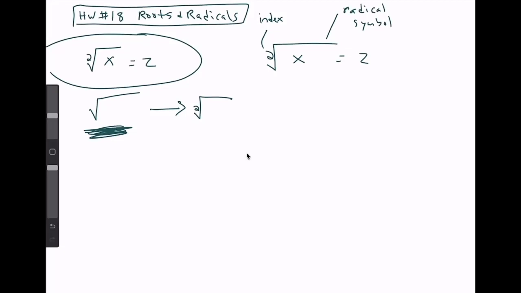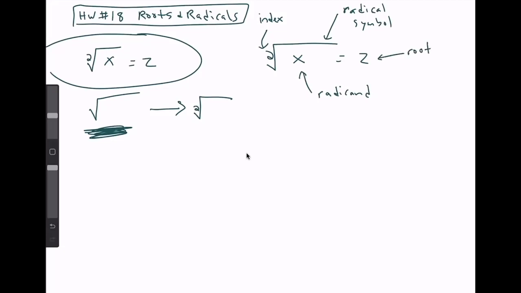And then what's on the bottom, some of you may have learned this in Algebra 1. I'm not sure if your Algebra 1 teacher ever taught you this, but we'll review it. This is called the radicand. So you have your index, your radical symbol, your radicand, and what you finally get in the end, what you're trying to find, this right here, which is Z, that's your root.